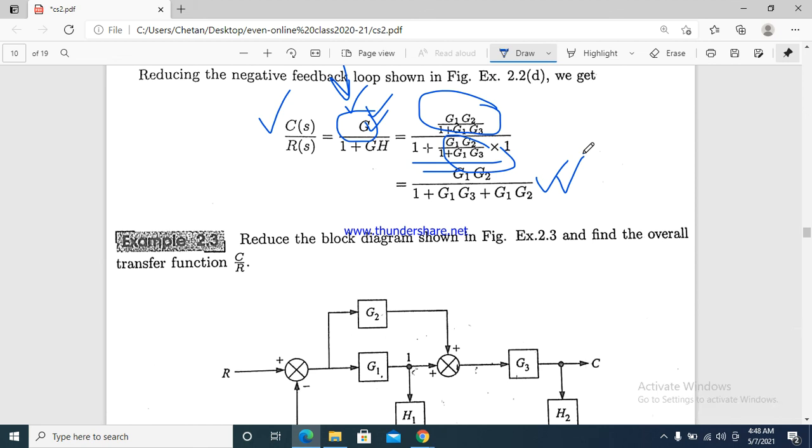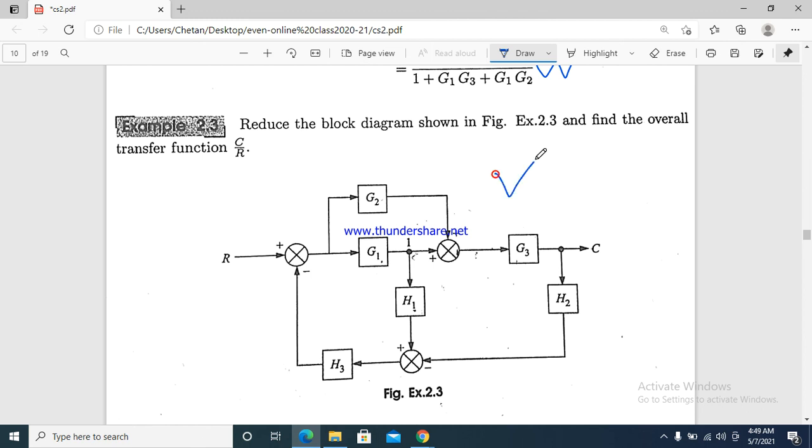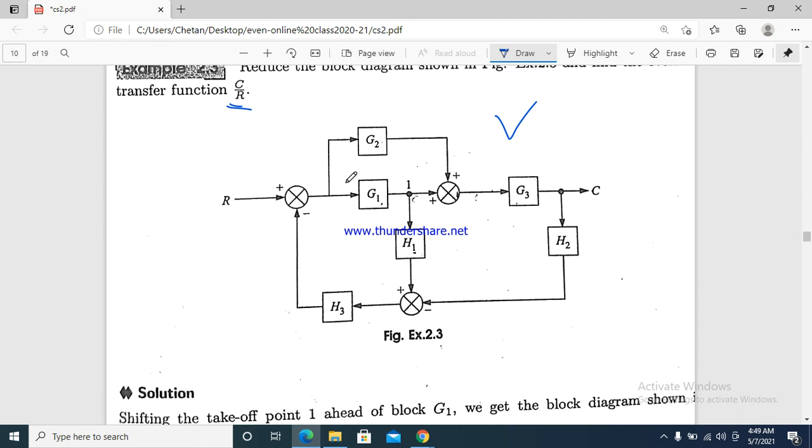Next we will go with the next block diagram. That is the block diagram shown in the figure. Find the overall transfer function C of s by R of s. For this block diagram, what do I do? I need to simplify this. We'll see what steps we should follow to simplify this block diagram.